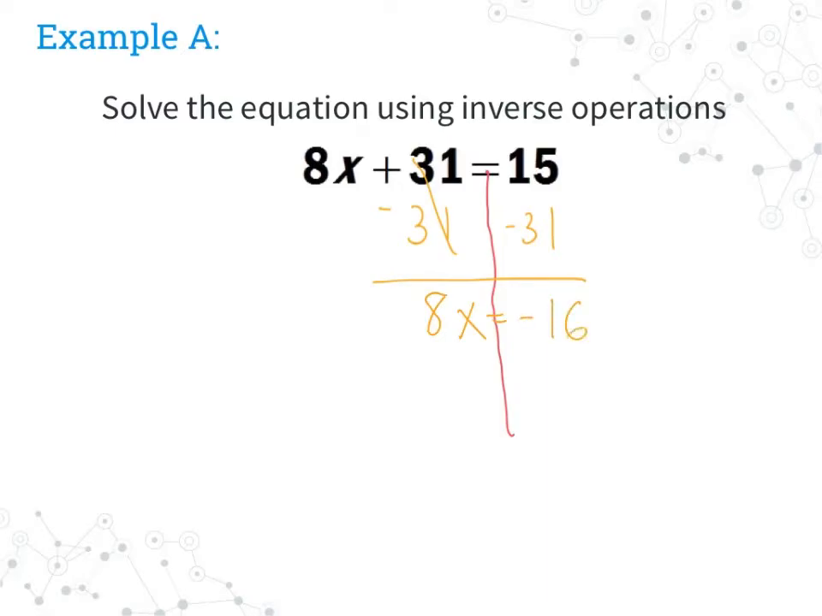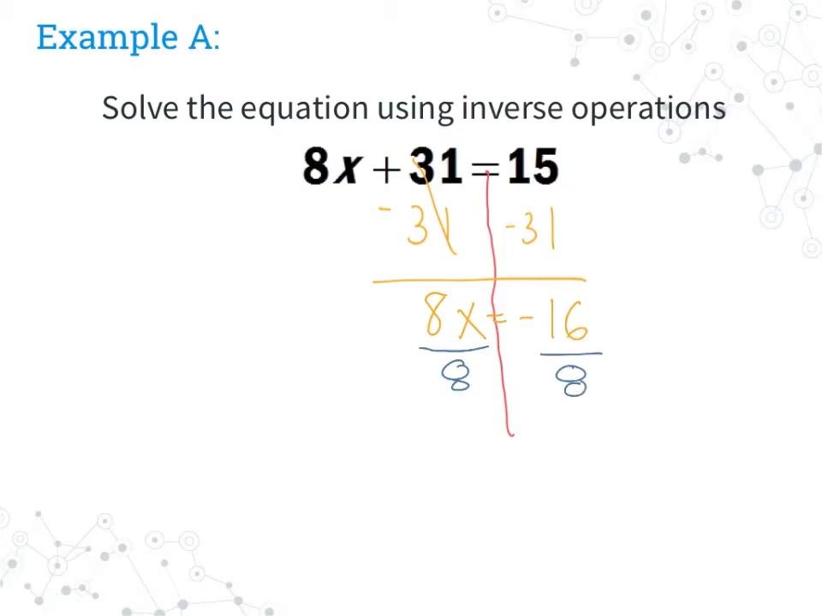So now I've got just a one-step equation. I've got 8x equals negative 16. So I'm going to be performing the inverse operation. The inverse of times 8, which is the 8 next to the x, which is multiplication, is division. So I'm going to divide both sides by 8.